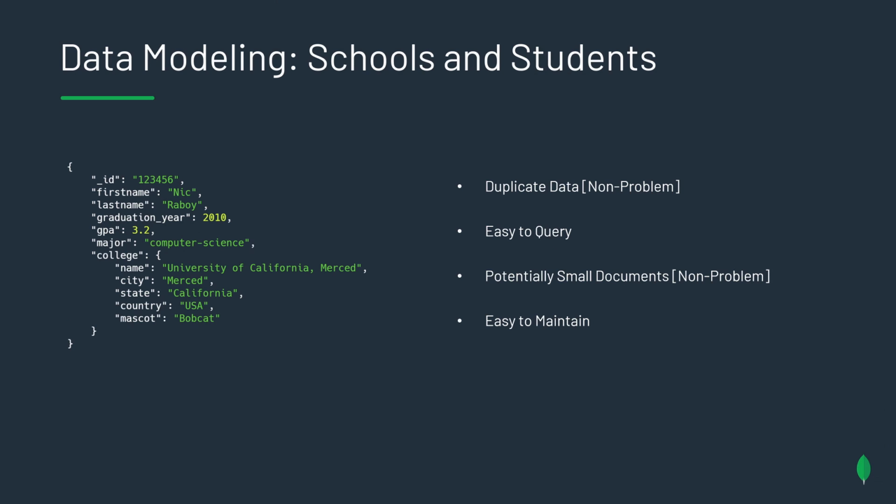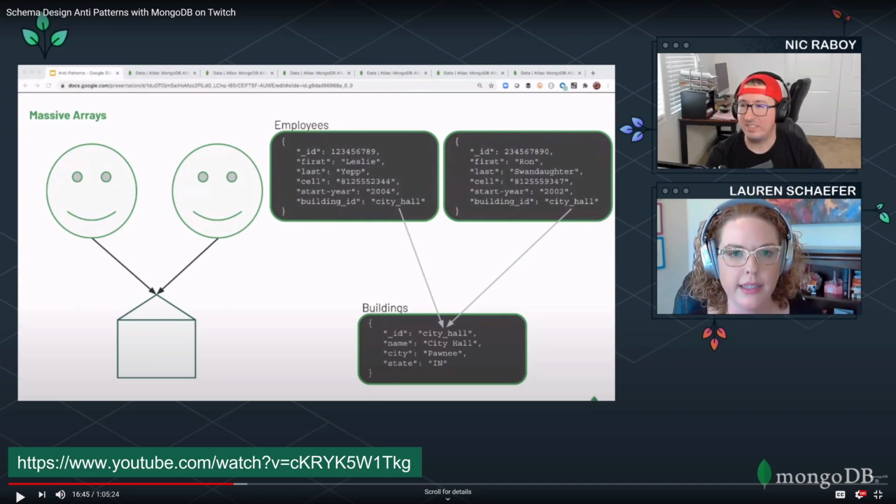Now, there are probably 100 different ways that I didn't explain here on how to model this particular set of data. There are a lot of options that you have. I actually did a Twitch stream recently with my colleague Lauren Schaefer on some anti-patterns for MongoDB document models. I've done other Twitch streams on the subject as well. I encourage you to watch them on demand. It'll definitely help you for this particular event. And you can always look back at this at a later time as well.